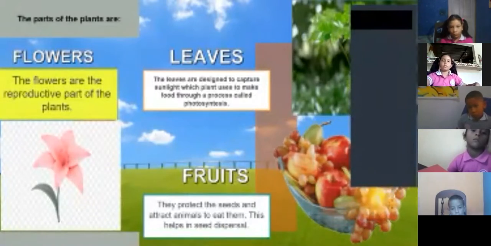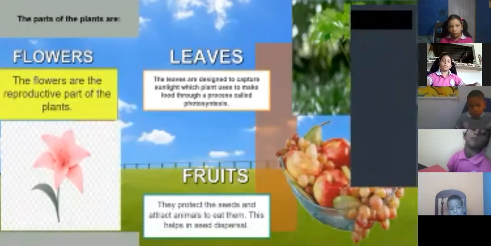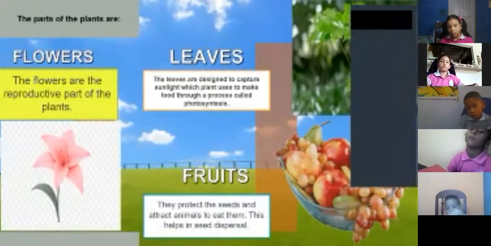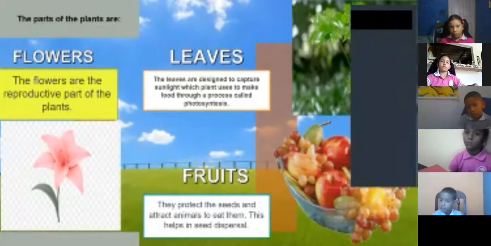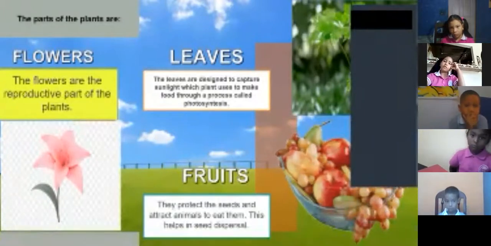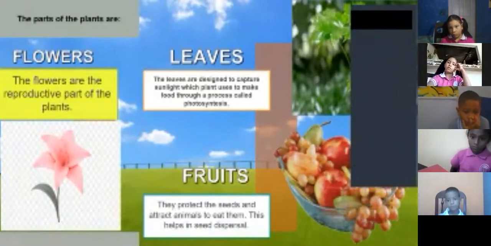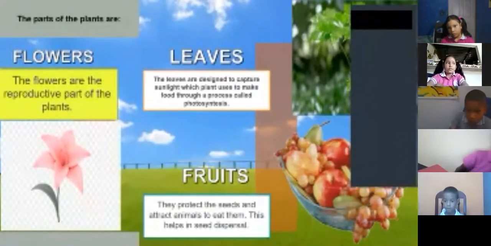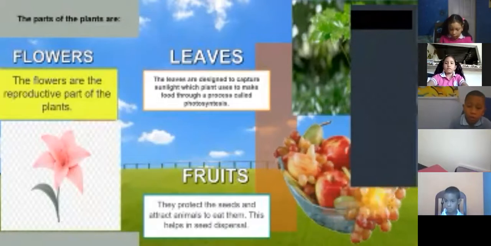The leaves are designed to capture sunlight, which plants use to make food through a process called photosynthesis. Las hojas se encargan de capturar la luz del sol y eso es lo que hace que la planta lo utilice y haga la comida a través de un proceso llamado fotosíntesis. Es decir, las hojas ayudan a que las plantas se alimenten también.